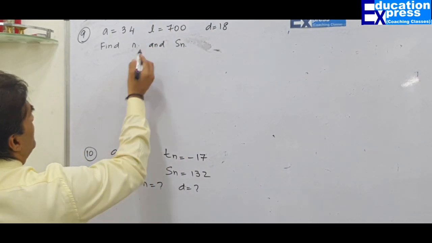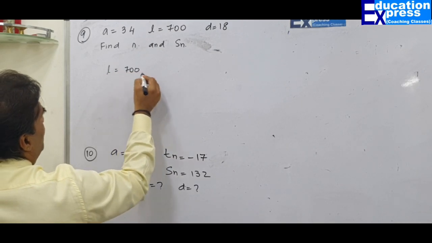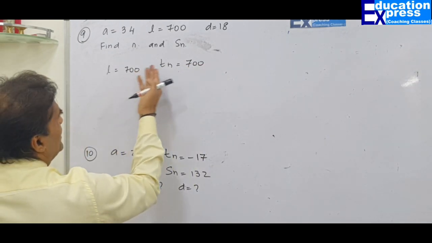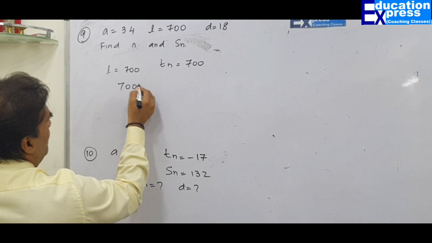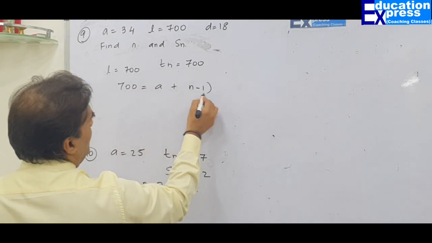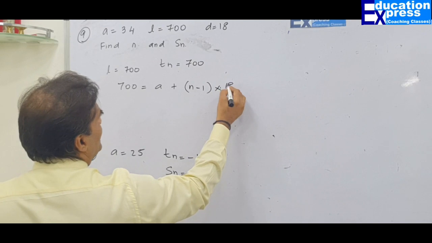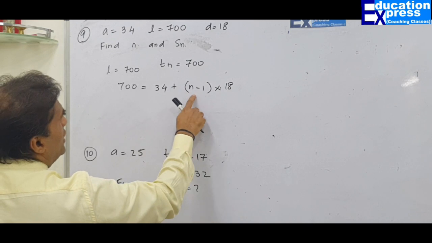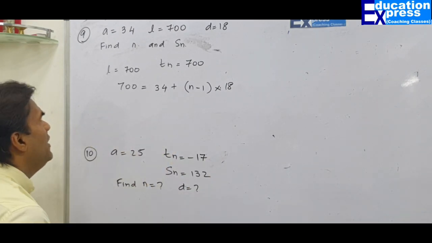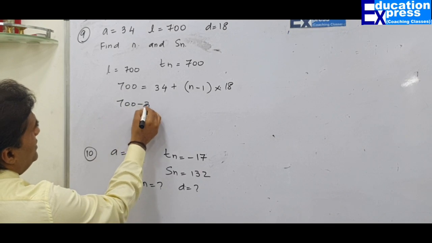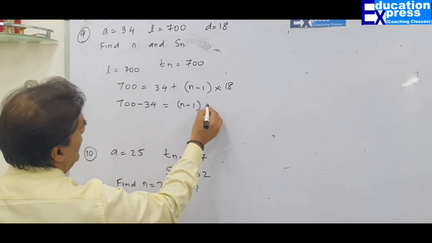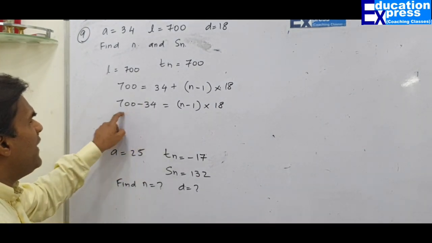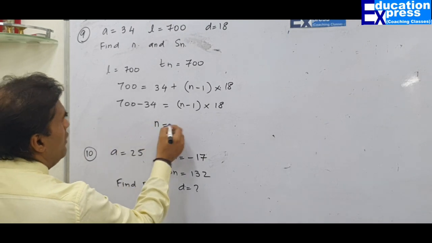Sir, last term is 700, which is nothing but Tn is 700, because the last term and Tn are one and the same. So Tn equals A plus n minus 1 into D, which is 18. Can we solve this? Value of A is also available, 34. N is not available, we can get the value of N. Perfect. That means 700 minus 34 equals n minus 1 into 18. From here on, my friends, you are going to do it. You can easily find the value of N.